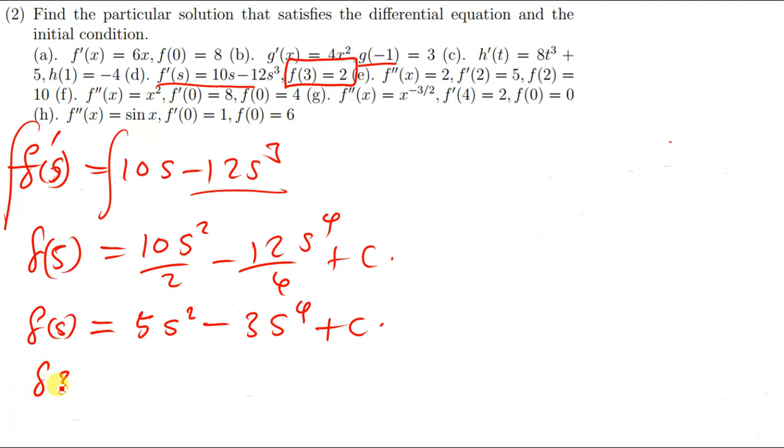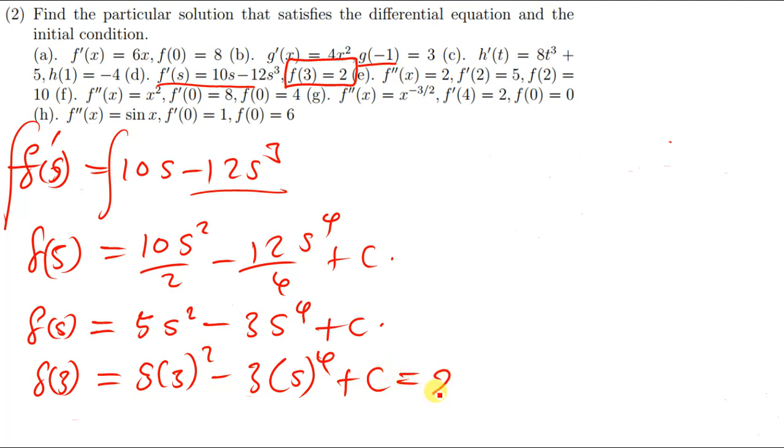So f of 3 is equal to 5, we put 3 there, minus 3, 5, then plus c is equal to 2. So you can simplify this expression to make c the subject of the formula. So 3, this one is 3 rather. So 3 to the power 2, that's 9. 9 times 5, we get 45, minus 3 to the power 4, which is simply 81. 81 times 3, we get 243. So we get 243 there, plus c is equal to 2.